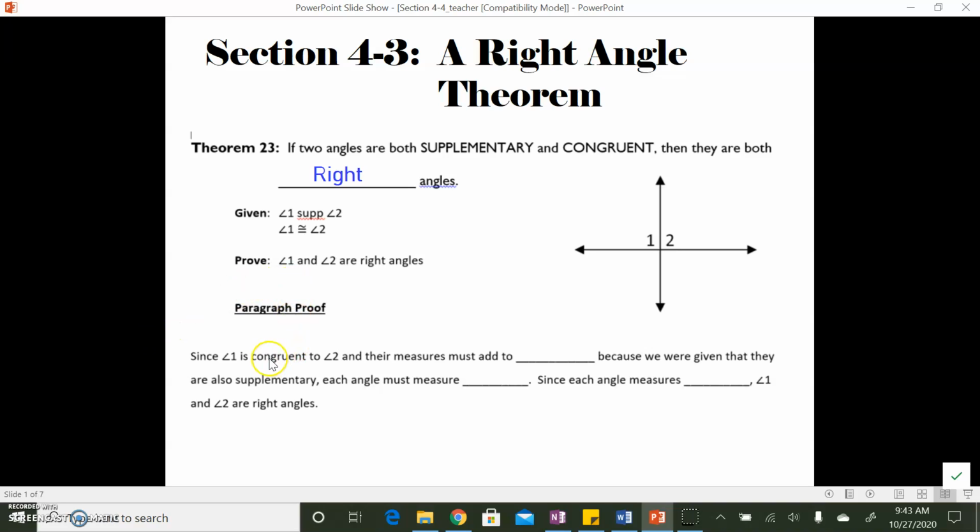Our quick paragraph proof to describe this: if we are given that they're supplementary, or we can look at the diagram and assume they're supplementary, and told that they are congruent, then since they're congruent and supplementary, they must be 90 degrees each, because that's the only way to make that happen. If they're 180 degrees total because they're supplementary, then each is 90 degrees. Since they're 90 degrees, they're right angles. It's as simple and straightforward as that, even if the wording in my paragraph proof might not be.